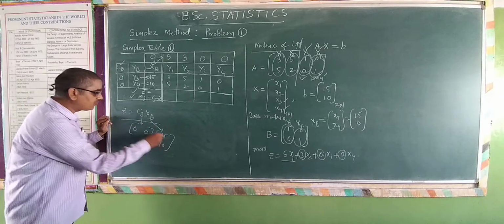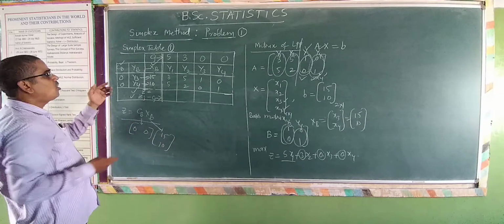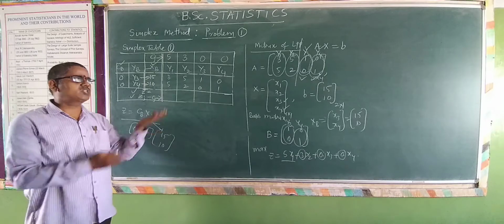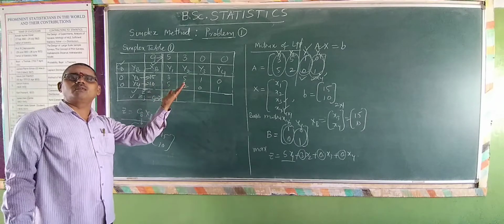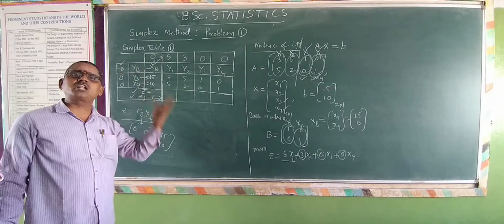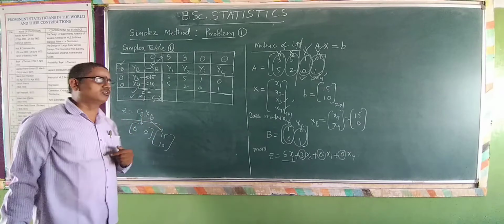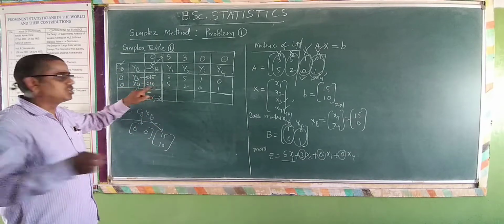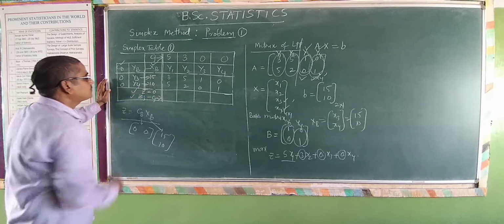So 0 into 15 plus 0 into 10. You need not go and multiply using a matrix there, because we have formulated a simplex table. Based on the table we can calculate all the remaining values. 0 into 15, 0, plus 0 into 15, 0. So Z is equal to 0.